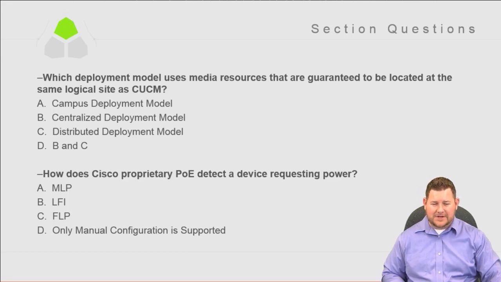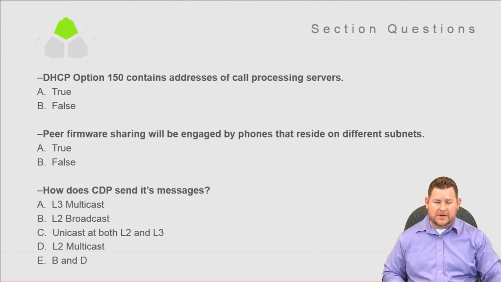All right, moving on. Next set of questions here. Three questions here. First one, DHCP option 150 contains addresses of call processing servers. True or false? Another resounding list of B's, which is correct. It is false. It does not contain addresses of call processing servers. It contains addresses of TFTP servers. However, the two can overlap with each other. I mean, you can have a call processing server that also is a TFTP server. But good catch. I wasn't asking that in this case.